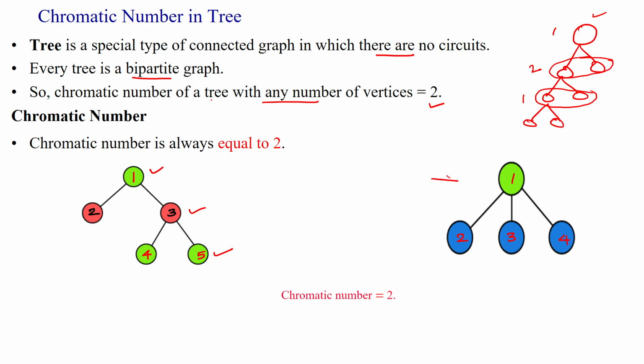So this is also one of the trees. Here this is the root node, level 0, this is level 1. So level 0 has green color and level 1 has blue color. So this is one way to apply the colors to the tree.